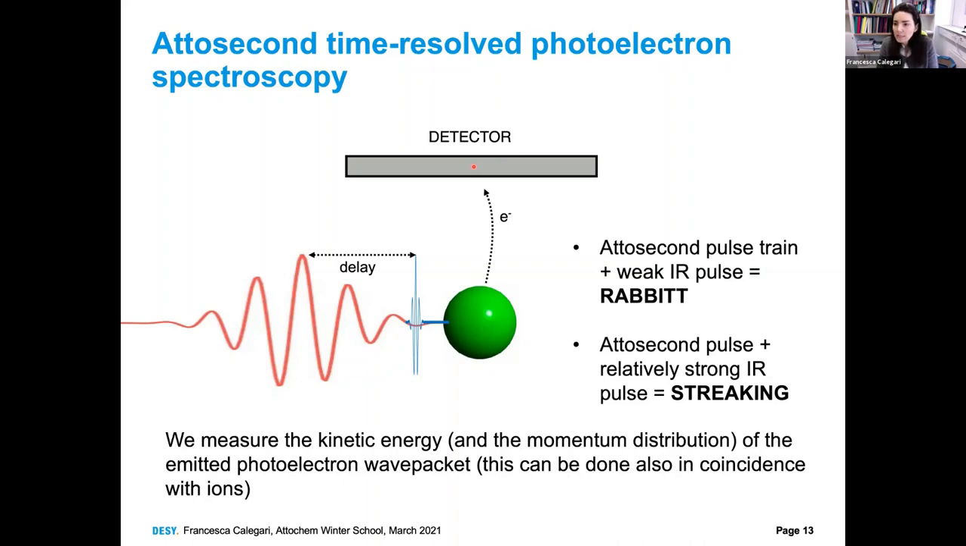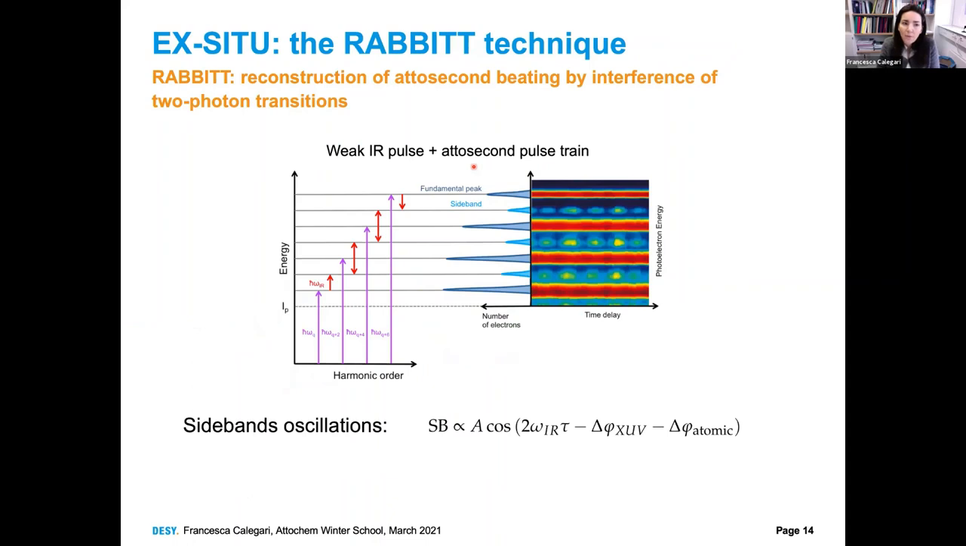One is the use of an attosecond pulse train in combination with a relatively weak IR pulse. And this is the RABBIT technique that you should have seen already for the characterization of the attosecond pulse train. The second method relies on the use of an isolated attosecond pulse in combination with a relatively strong IR pulse. And in this case, we obtain the so-called streak camera approach, which is also used for the characterization of isolated attosecond pulses, but it's also a valuable spectroscopic tool, as I will explain in a few slides. So let's start from the RABBIT technique.